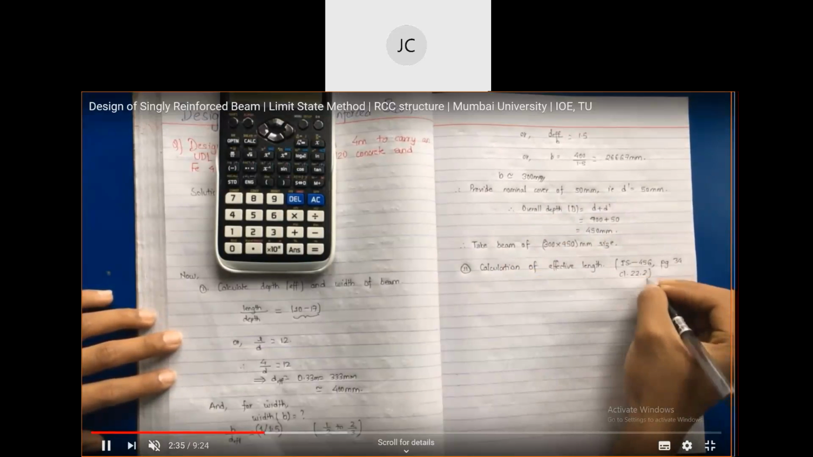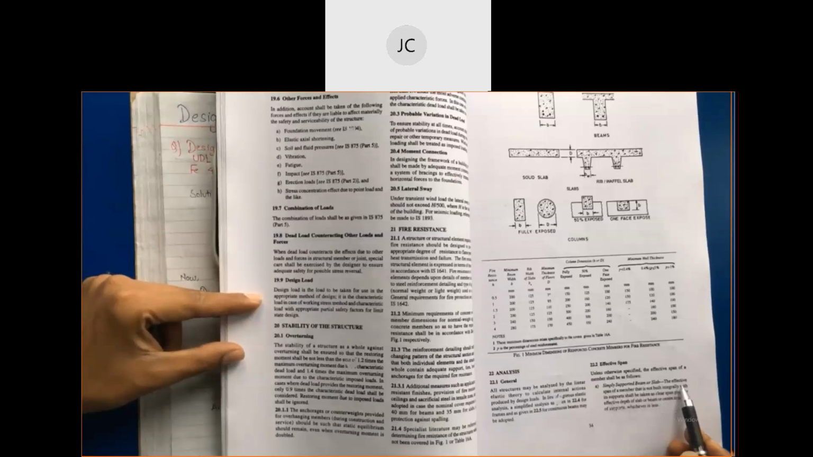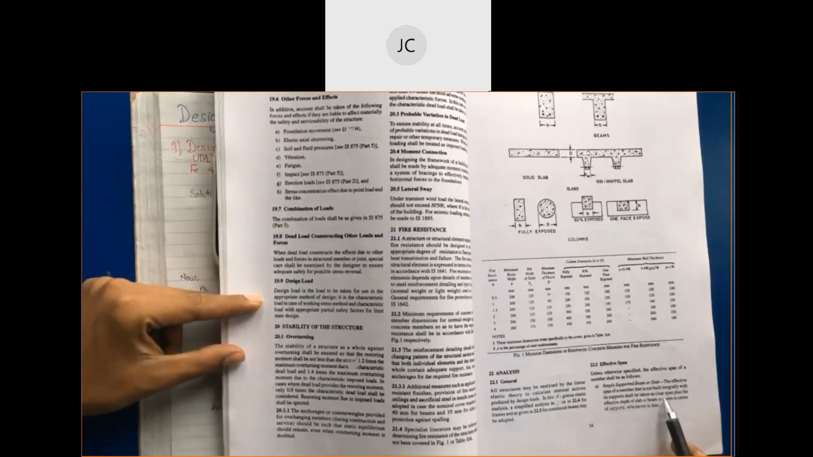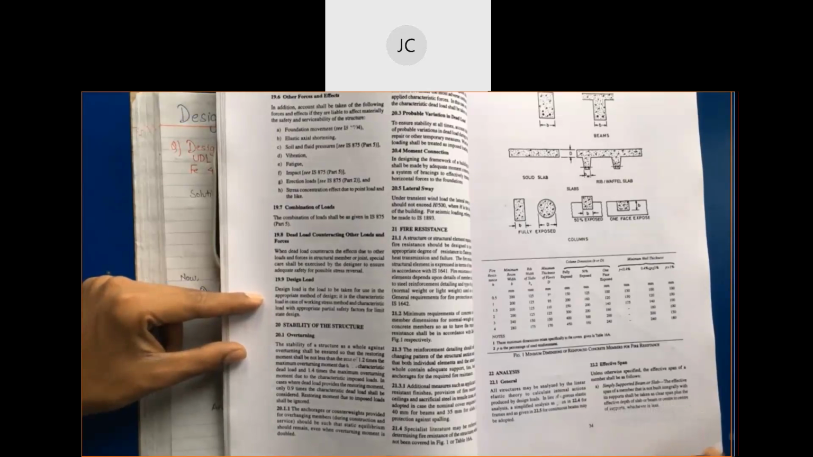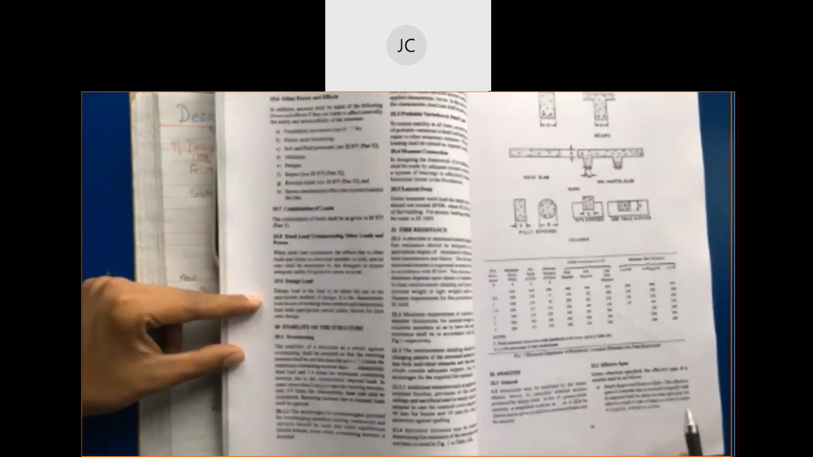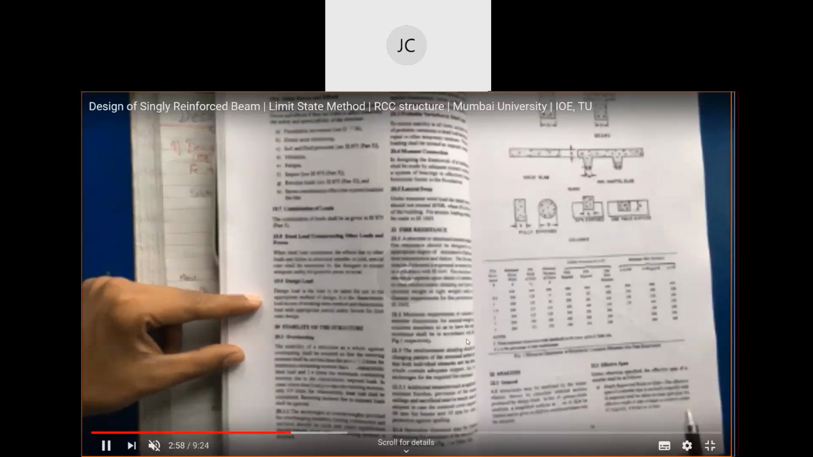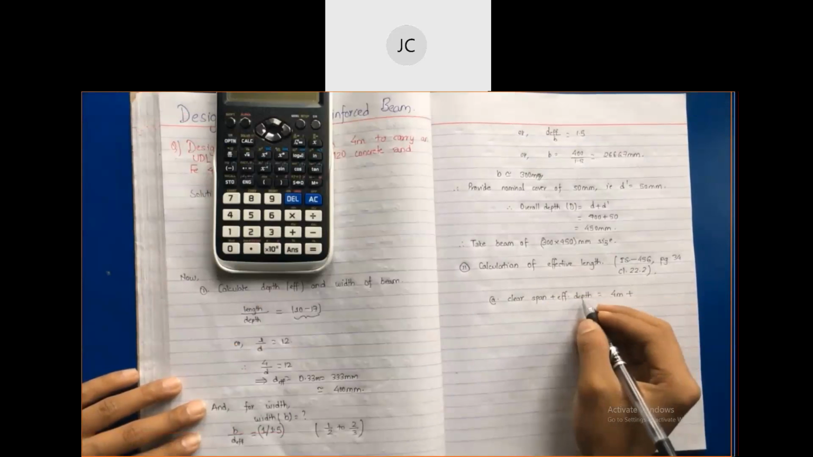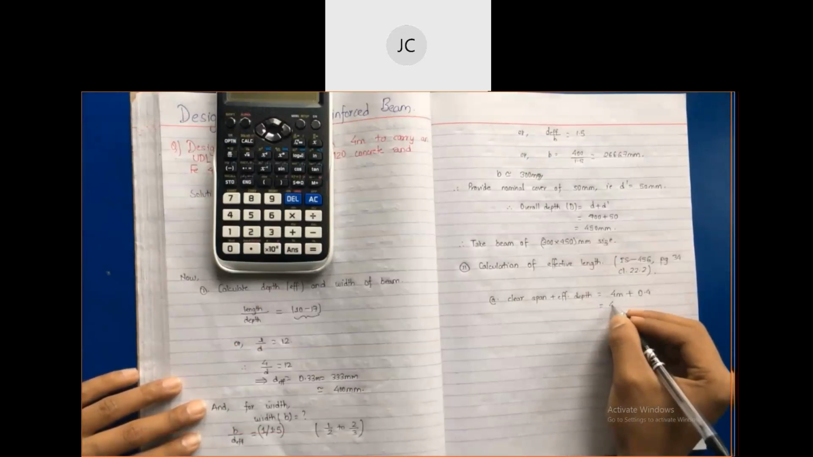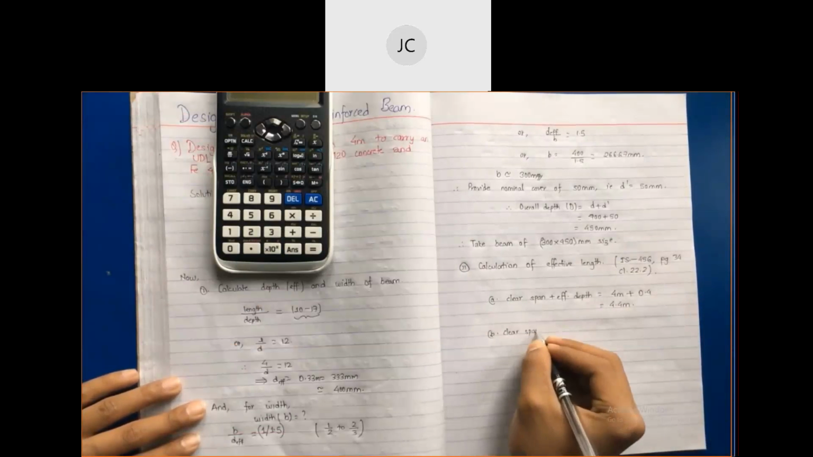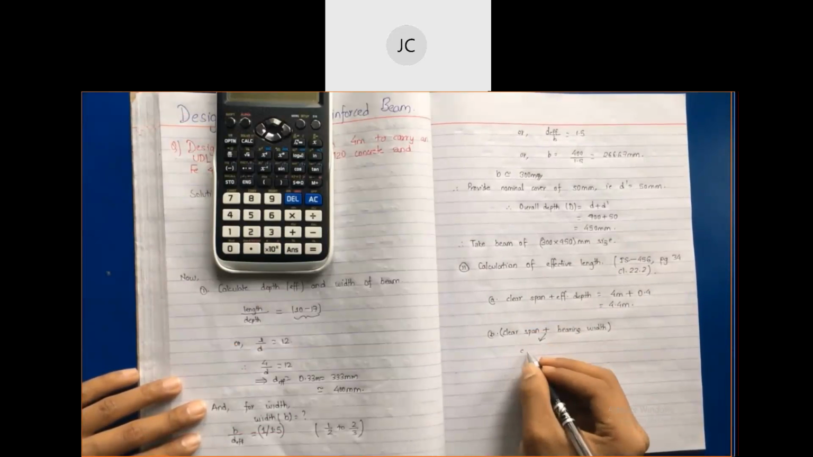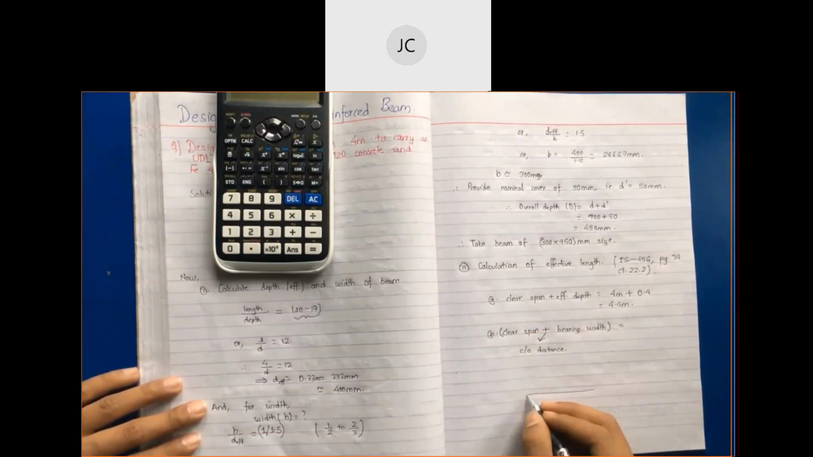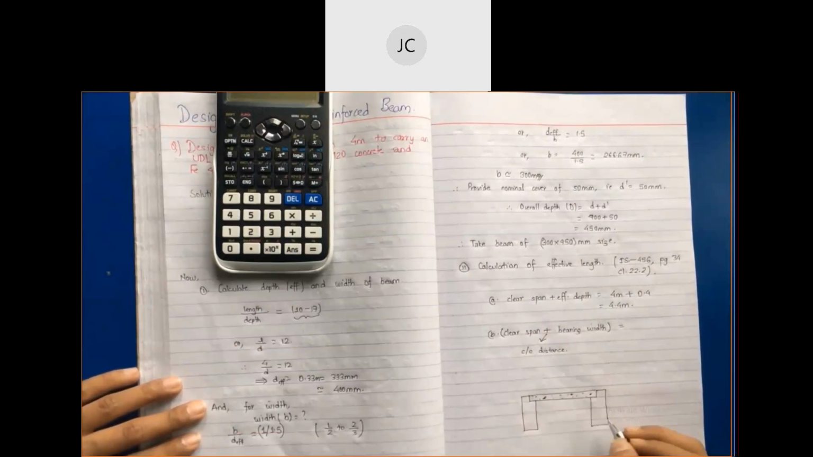Next, we have to find out the effective length from clause number 22.2. As I showed you in the last class, we use clause 22.2 for finding the effective span. For that we have to find two values: clear span plus effective depth, and center to center distance. First one is clear span plus effective depth. Clear span is given as 4000 millimeter, or 4 meter, and the effective depth is 0.4, so it is 4.4.